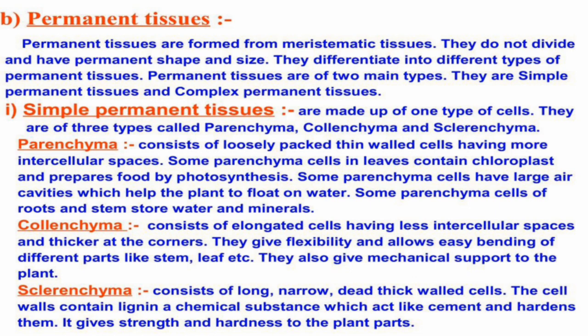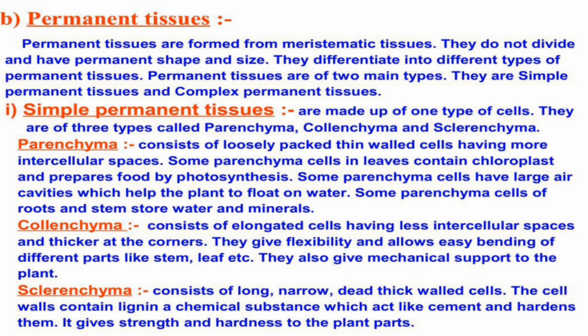Permanent tissues. Permanent tissues are formed from meristematic tissues. They do not divide and have a permanent shape and size. They differentiate into different types of permanent tissues. Permanent tissues are of two main types: simple permanent tissue and complex permanent tissue.